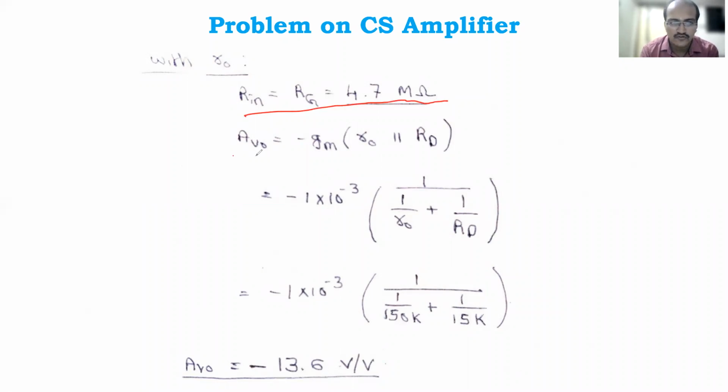Whereas the open circuit voltage gain now changes. It is gm into R0 parallel to RD. The gm value is 1 into 10 to the power minus 3, and these two resistors are in parallel. So how do we calculate this parallel equivalent resistance? Normally it is 1 by Req, and that is how you write the parallel case. Try to understand this.